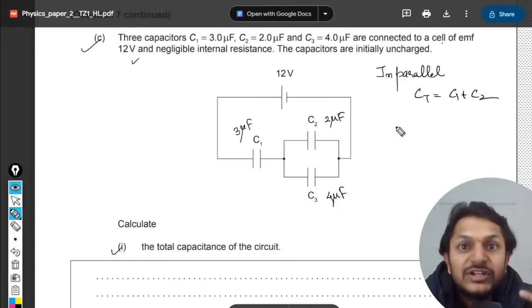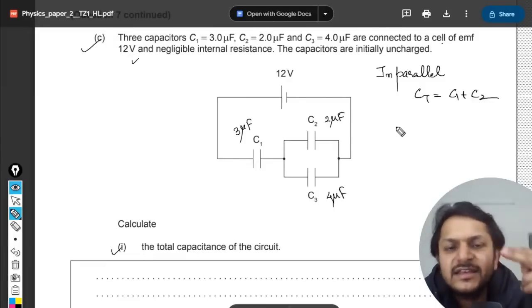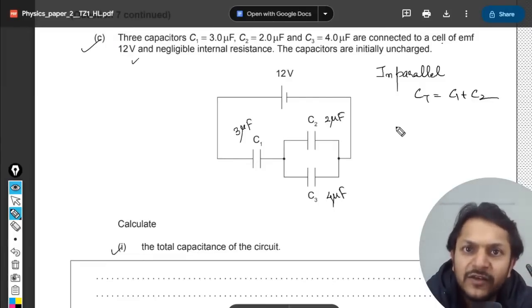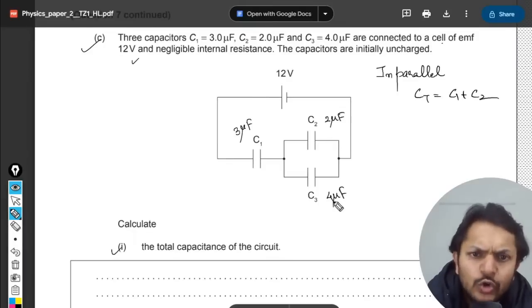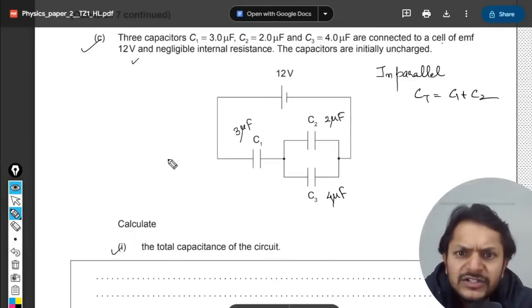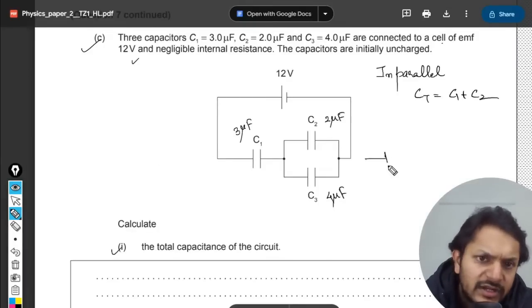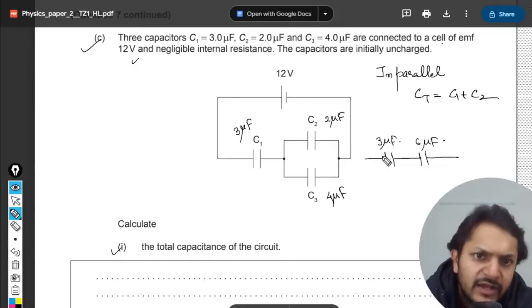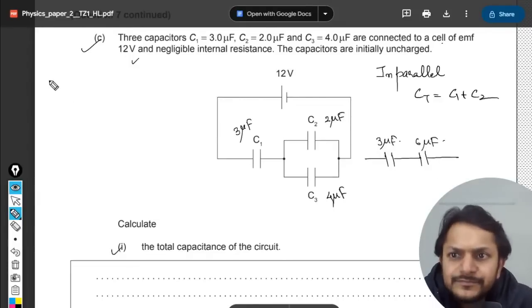It is the opposite case of the resistance. In resistance, this was done in series, but in capacitors, it is done for the parallel. So 2 plus 4 will be 6. So another circuit can be drawn here. This is 6 microfarad and this is 3 microfarad. Now they are in series.